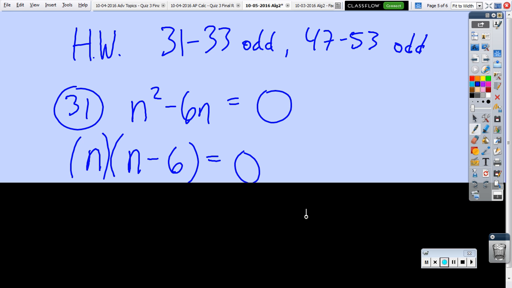Okay? Now, just so you guys are aware, this is a quadratic where the c is what? C is 0, right? ax squared plus bx plus c. C is 0. Or in this particular instance, an squared plus bn plus c. C is 0. You could write this out. You could say, oh, okay, n squared minus 6n plus 0 equals 0.